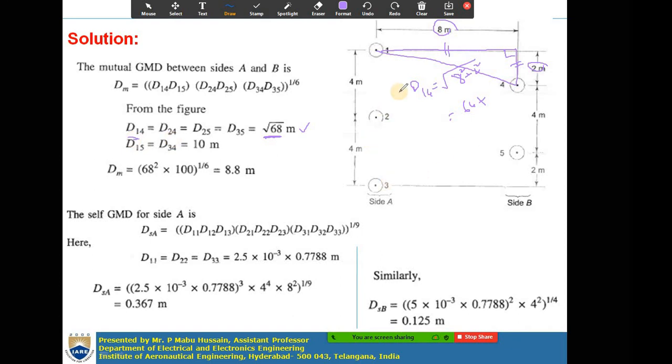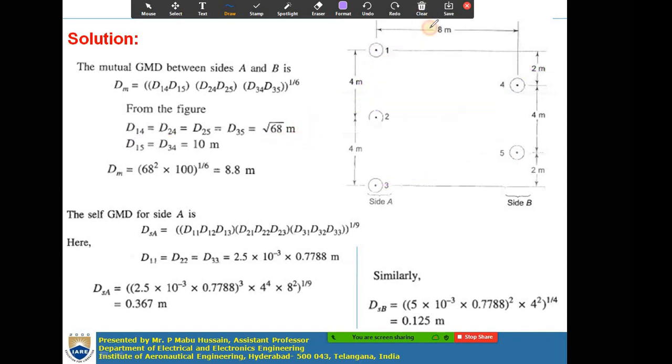In a similar way, when you consider D24, you have to consider this right triangle. Half of this 4 meters becomes 2, and this becomes 8 only. So, D24 is also square root of 68. In the similar way, D25 and D35 are also square root of 68 meters.